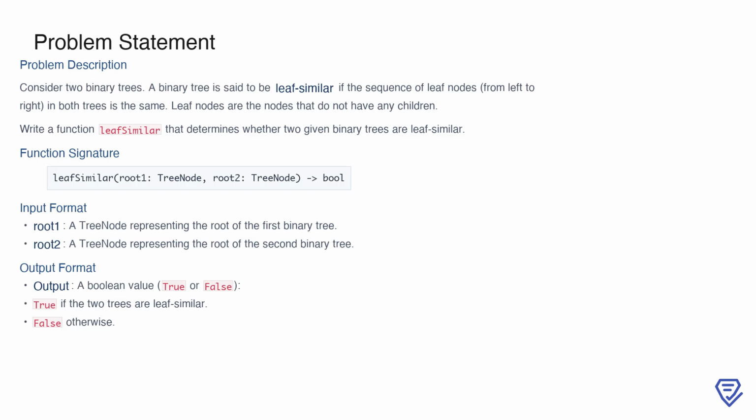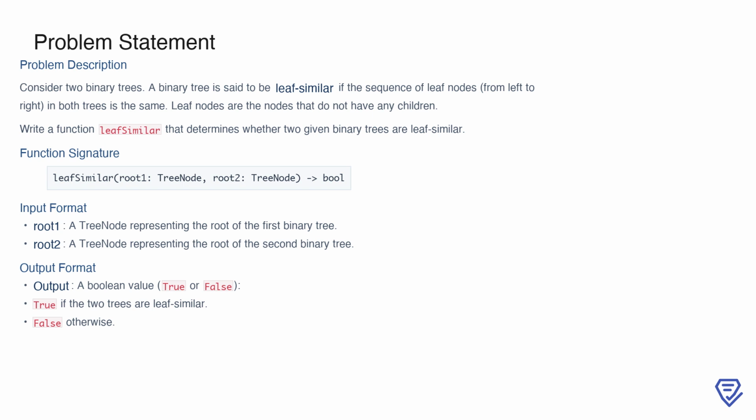To solve this problem, we need to determine if two binary trees are leaf-similar. A binary tree is defined as leaf-similar when the sequence of its leaf nodes, read from left to right, is identical to the sequence of leaf nodes in another tree. Here, the leaf nodes are those nodes that do not have any children, essentially, the endpoints of the tree.